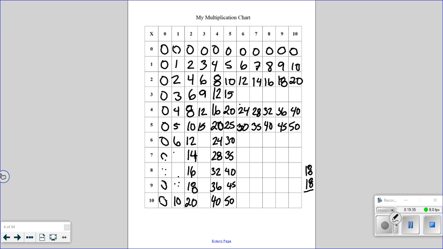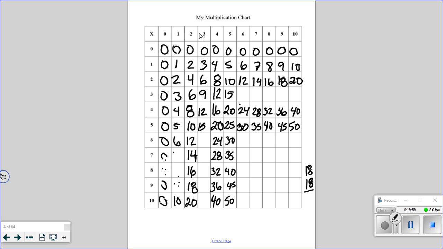Let's fill out 9. Hey, look, we already have our 4s filled out. We already have our 5s filled out. We don't have our 6s. Now we have 6 times 3, 3 times 6. 2 times 6 was 12. How do I figure out 3 times 6?